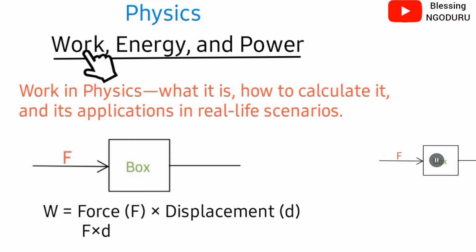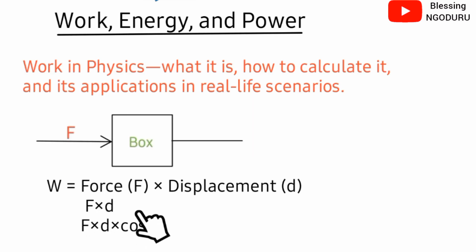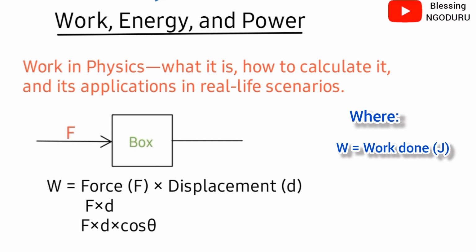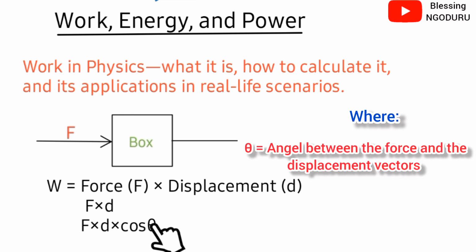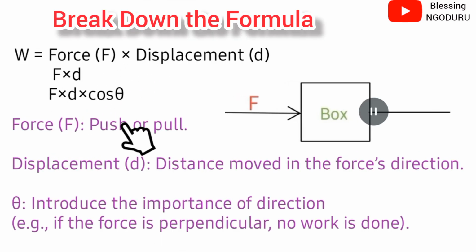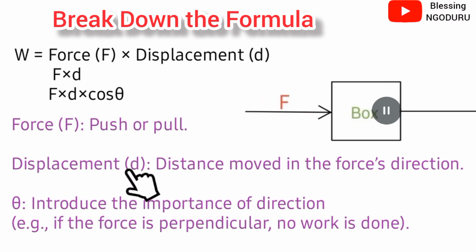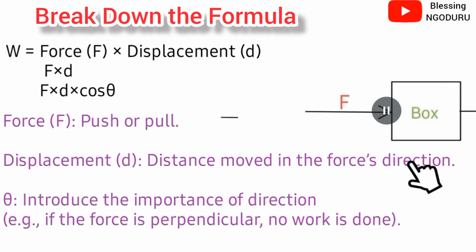Therefore, the formula for work is force multiplied by the distance moved by an object, or force times displacement times cos theta, where W is the work done, the unit is in joules, F here is the force in Newton, D here is the displacement, and the unit is in meters. Theta is the angle between the force and the displacement vectors. Now let me break down the formula and explain each term. Force in this context is push or pull. Displacement D is the distance moved in the direction of the force.